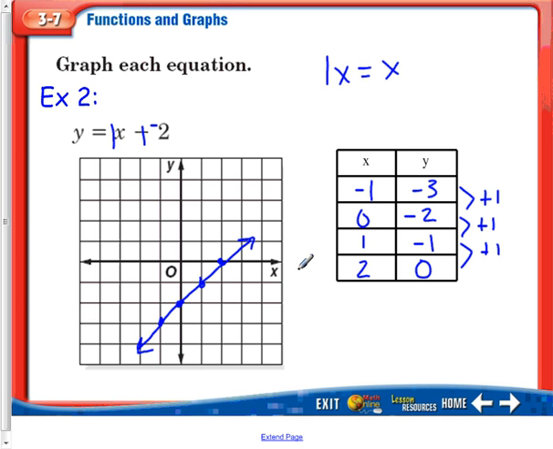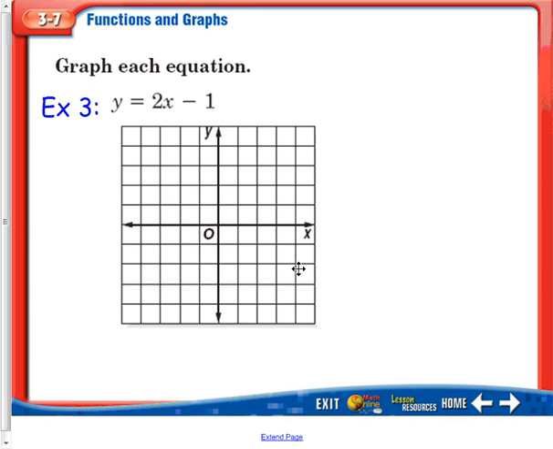For example 3, it says graph each equation. So just like the last one, only I didn't give you a table over here. So you're going to need to make an XY table on your own. All right, and then we'll choose a couple values. We can say -1, 0, 1, and 2. Those are always pretty good numbers because it gives us one negative value, so we can see what happens. And then we can plug those numbers into our formula.